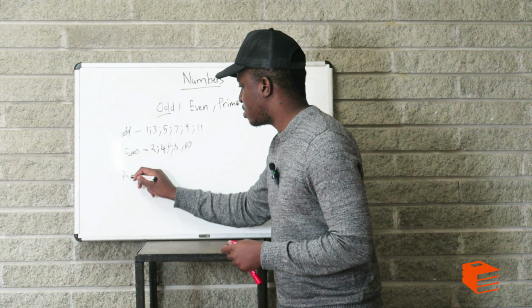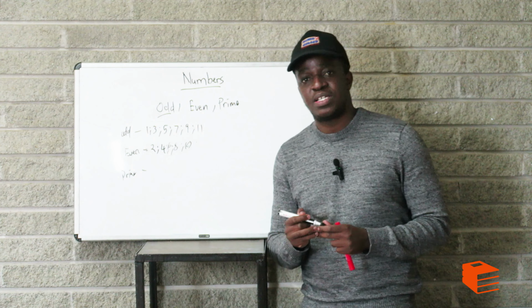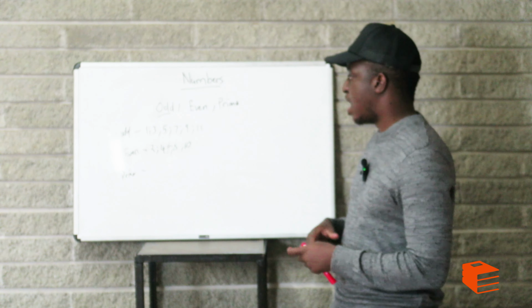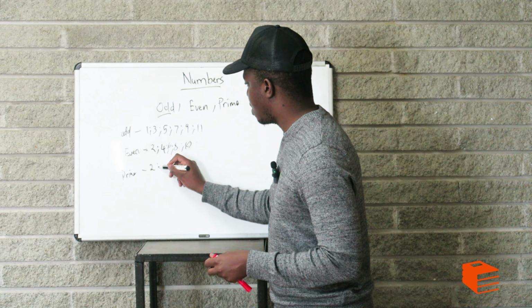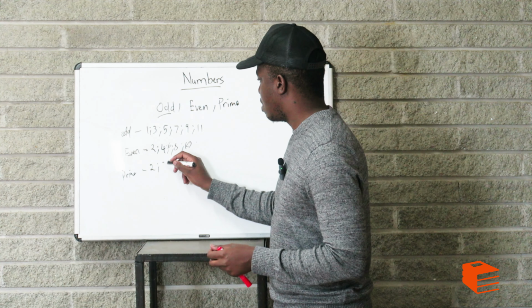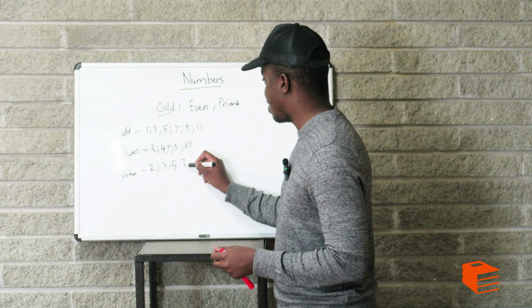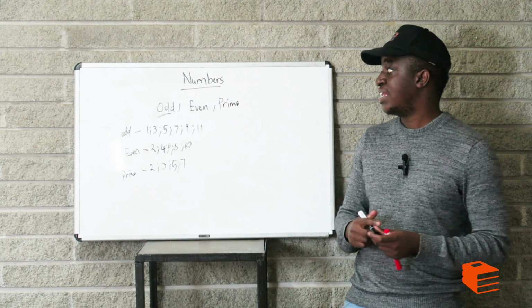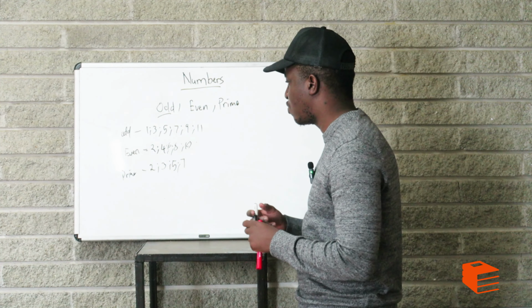And now prime numbers. Prime numbers are numbers that are divisible by 1 and itself only. Now we're talking about numbers like 2, 3, 5, 7. We would be talking about 9, but 9 is not a prime number because it's divisible by 3.